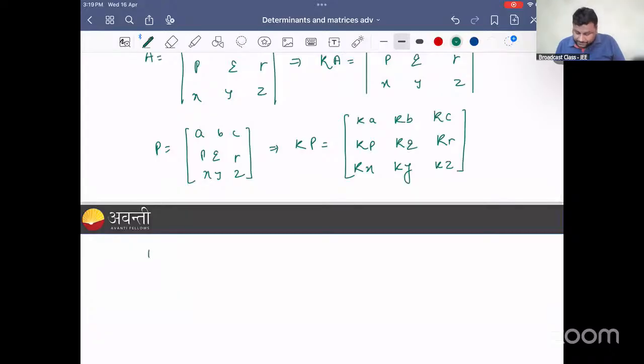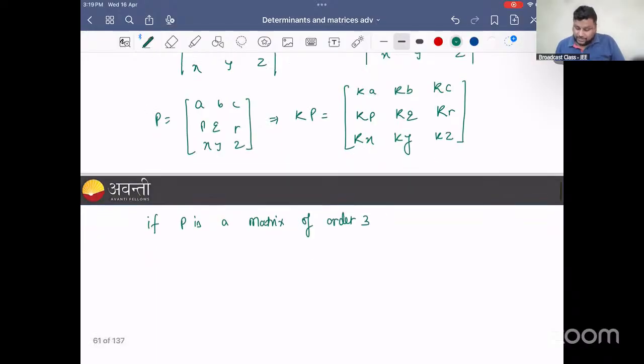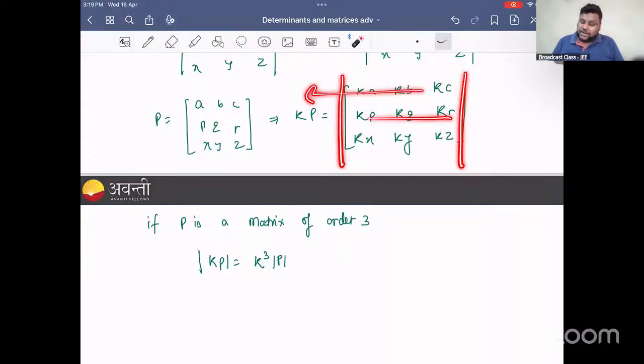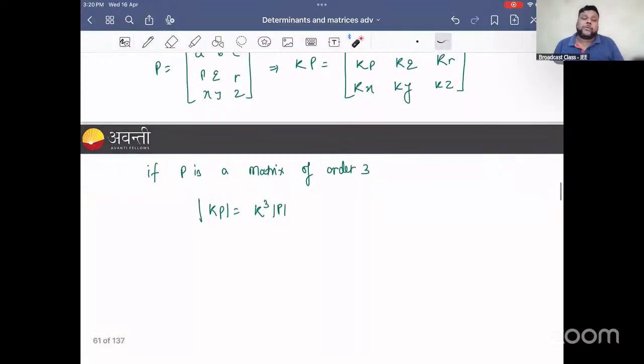That means, see, if P is a matrix of order 3, then determinant of KP will be K cube determinant of P. Because while calculating the determinant, first you multiplied K in the matrix. Now if you take the determinant, then you can take K common from each and every row. So determinant of KP is K cube into determinant of P. This is a very popular question in boards also.